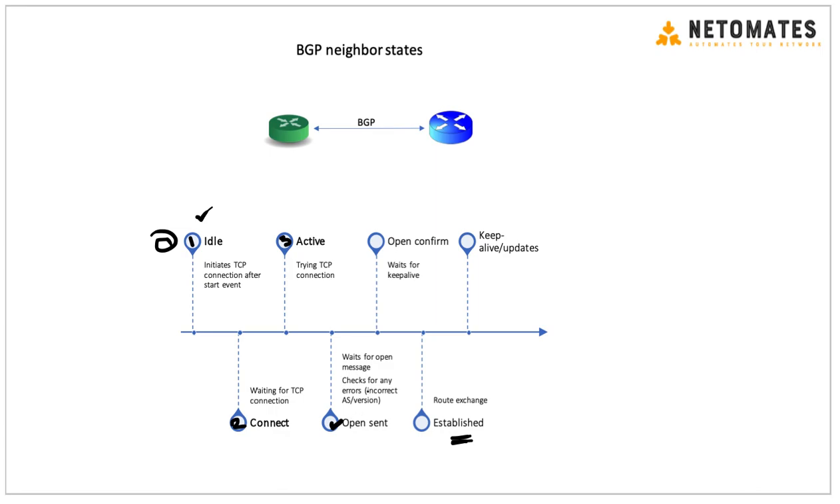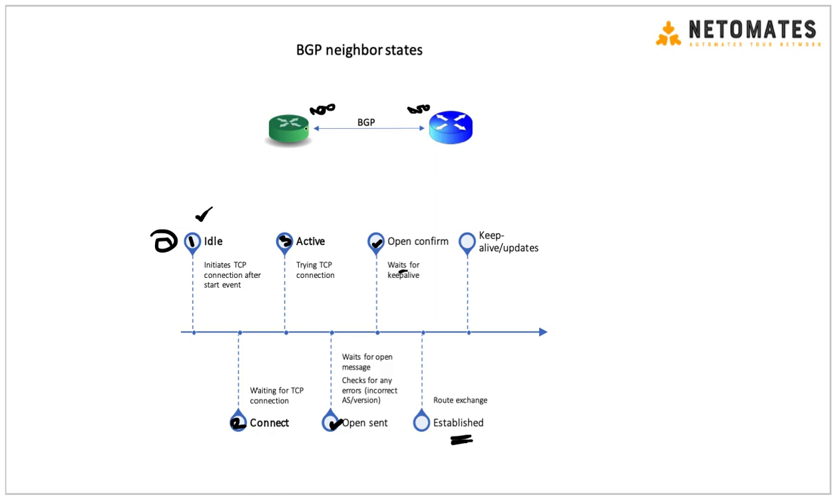In the open sent message, it will check the configurations. Suppose this is eBGP and you have configured AS 100 and 200 here. It will check the AS numbers and the versions, everything, to make sure both are compatible with each other in terms of BGP to establish the connection. Once everything goes fine with this stage, it will go to open confirm, where it will wait for the keep alive message from the peer.